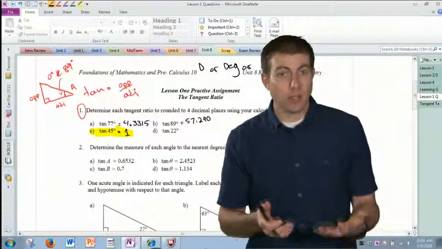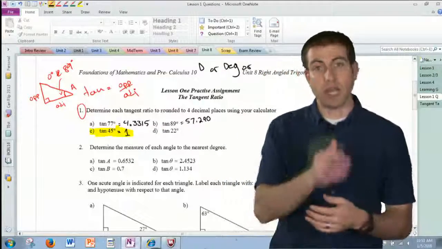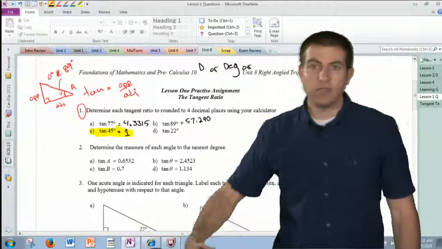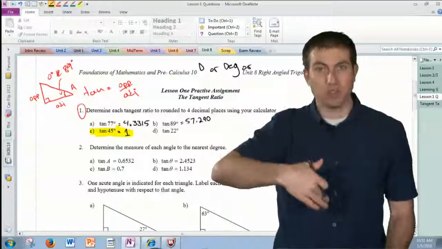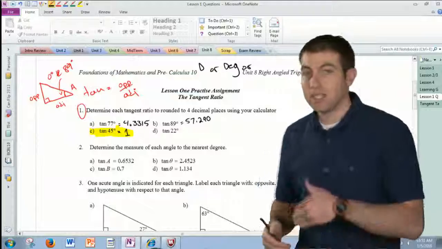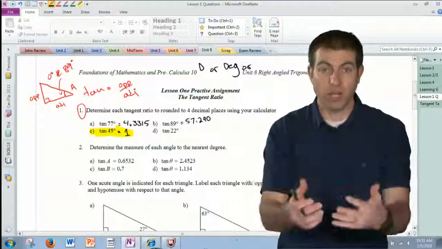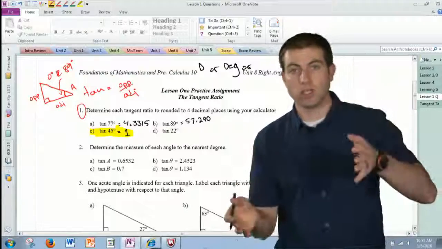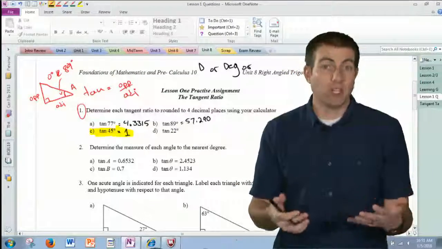Awesome. So your calculator works really great when you give it an angle, and then it gives you the ratio of sides. But what happens if you want to work backwards? You want to give it a ratio of sides. Say you know how long one side is, you know how long the other side is, and then you want to figure out what the angle is.